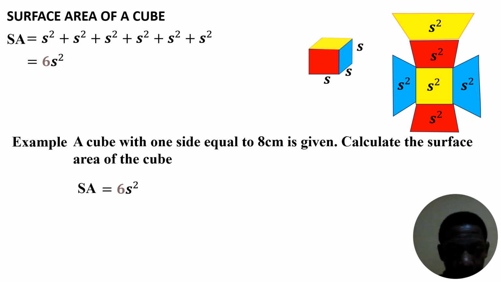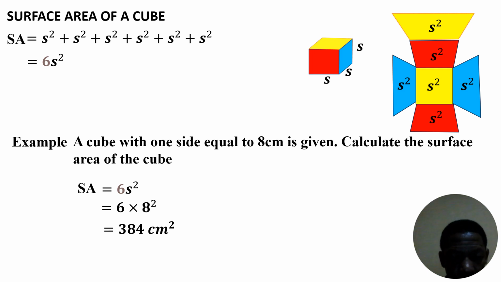So what we need to do now, we have to actually substitute the side length of a cube, which is 8. In this case, we are going to substitute s with 8, not 8 centimeters. I will indicate why I'm actually saying that. So we are having 6 multiplied by 8 squared, and 6 multiplied by 8 squared will give us 6 multiplied by 64, which will give us 384 centimeter squared.